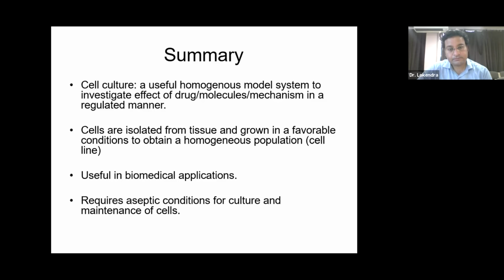So overall, cell culture is a very useful model system, and it has been used routinely in biotechnological labs, as well as having several industrial applications.